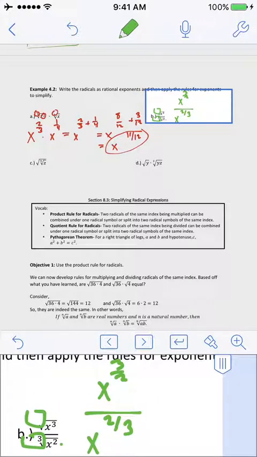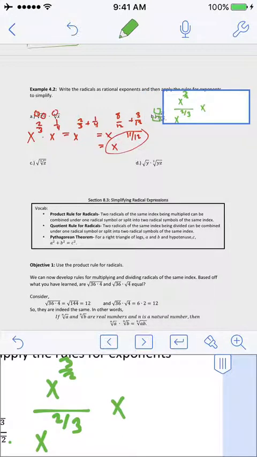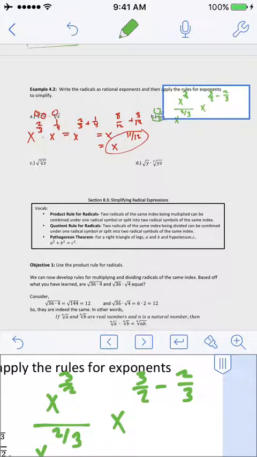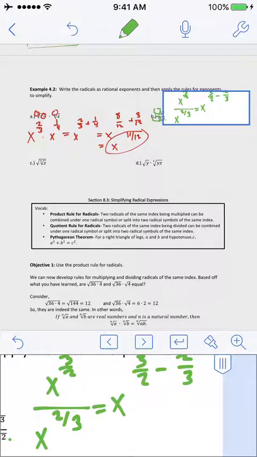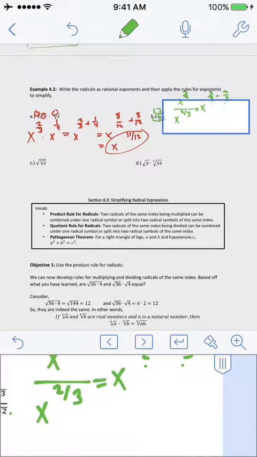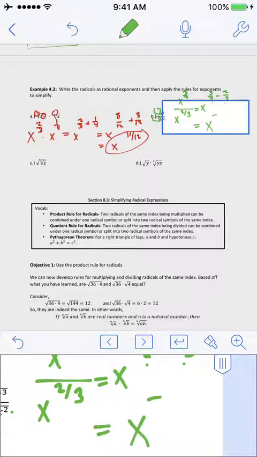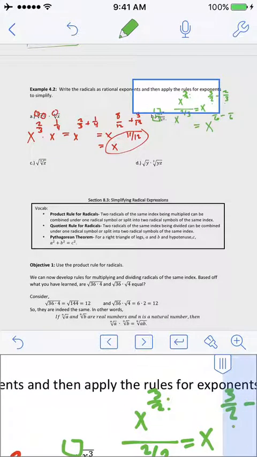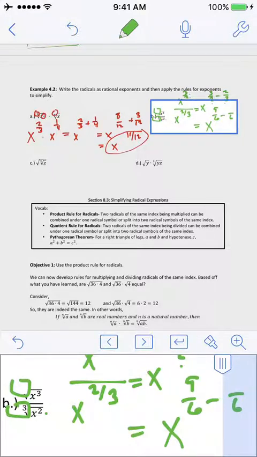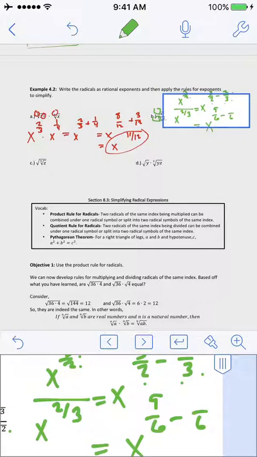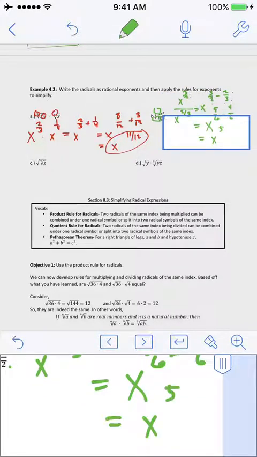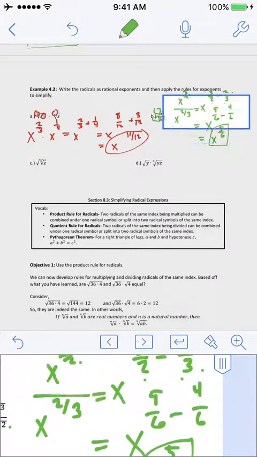Okay, cool. So now I've got this. This is the same thing as x to the 3/2 minus 2/3. I need those both to be 6's so that they'll be in common. So x to the 6th, oops, minus 6. In order to get this one to a 6, I had to multiply by 3, so I'll multiply by 3 on top. I get 9/6. Over here, I had to multiply by 2, so I'll multiply by 2 on top. I get 4/6. And I end up with x to the 5/6. Okay, easy peasy lemon squeezy, right?